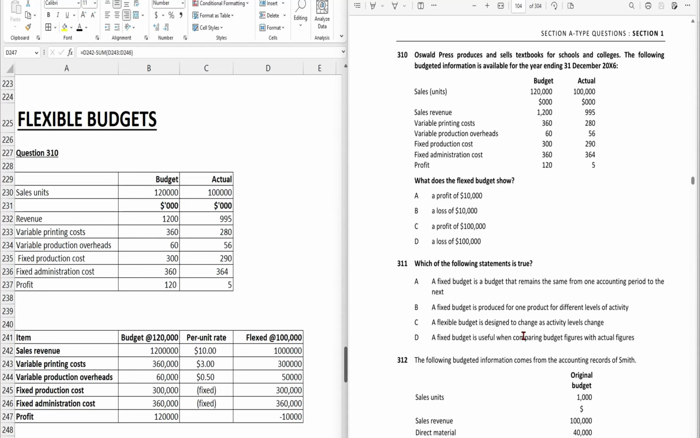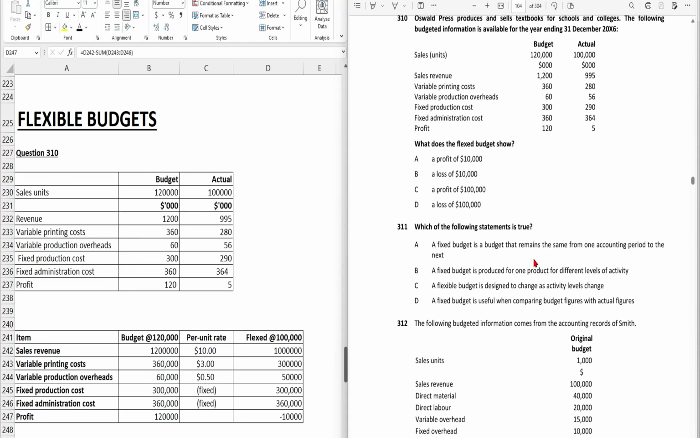Option D, a fixed budget is useful when comparing budget figures with the actual figures. Yes, so this is again incorrect. It's basically a weakness, not a strength. If the activity level changes, the fixed budget won't adjust, so obviously the comparison is misleading, right? It's an unlike-to-unlike comparison. As I said, if you compare these two figures, it will not provide the correct information because the activity level has changed. To make a like-for-like comparison, we need to compare the actual figure with the flex budget. So that's why it's incorrect.